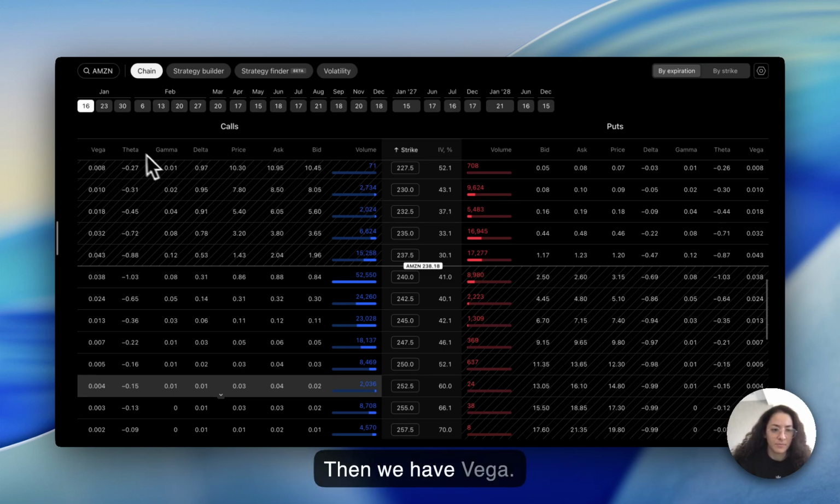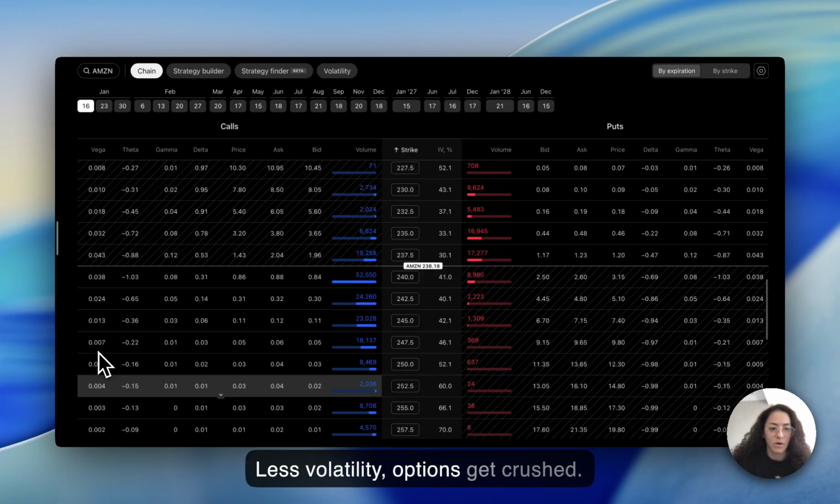Then we have Vega. Vega measures the volatility. More volatility, options are more expensive. Less volatility, options get crushed. So if we have volatility going up, let's say 1%, that's how much the option value will move. In this example, at the 240 strike price, this is our Vega. If we have a volatility increase of 1%, the option will go up by this amount. And all the Greeks need to be summed or subtracted together.